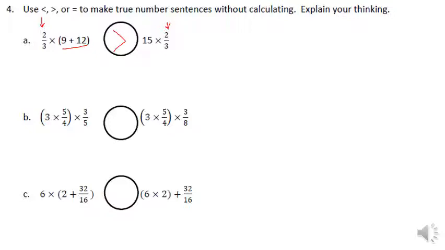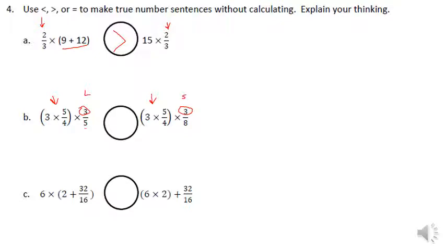On the next one, I can see here 3 times 5/4 is the same. Now I'm multiplying by 3/5 and multiplying by 3/8. Well, one of the things I've told you a long time ago is that if your numerators are the same, the larger your denominator, the smaller the fraction. So 3/5 would be larger than 3/8, which would be smaller.